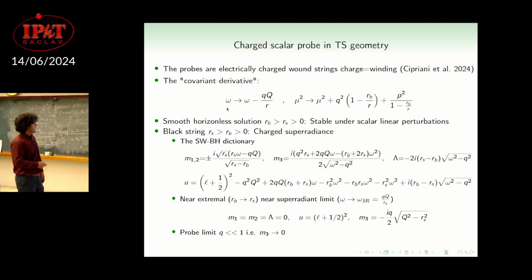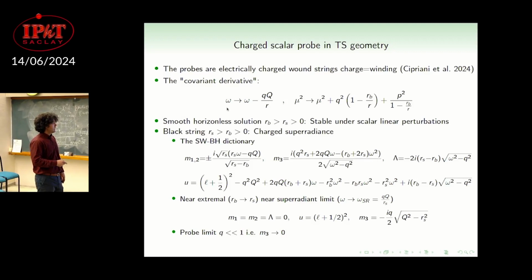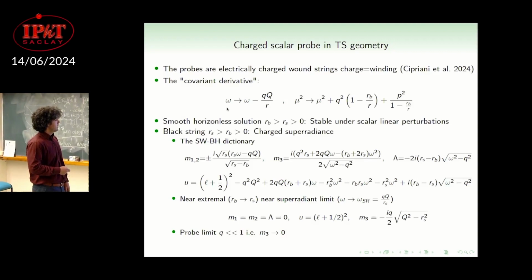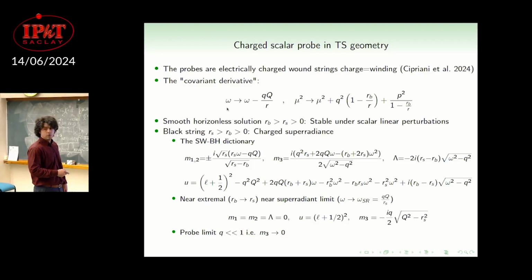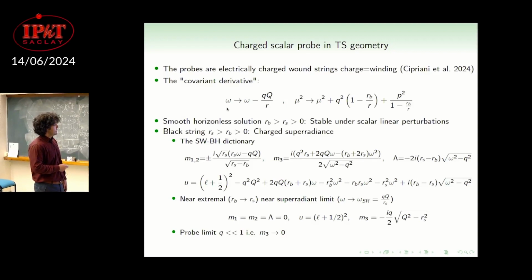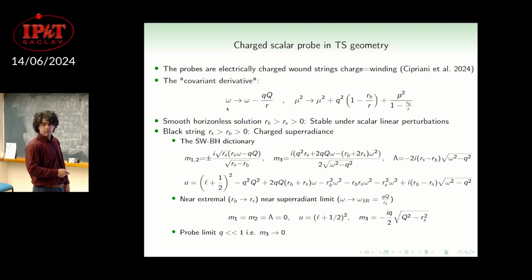This phenomenon is very visible if you look at the dictionary. So, for example, in order to see this regime, let's perform the extremal limit. In the extremal limit, the coupling is going to 0. You have a divergence in the masses. But if you fix omega to be this one, this frequency is called the threshold frequency or the superradiant frequency, you avoid the divergence and you have a very big simplification of the dictionary. But you can further simplify the dictionary by asking that Q is very, very small, so the probe approximation.